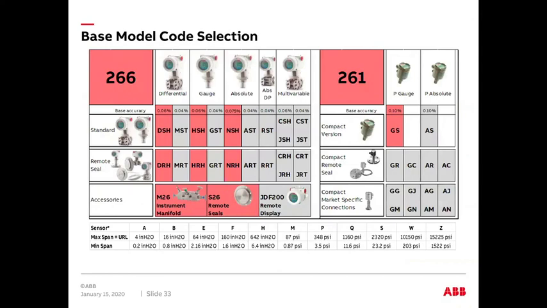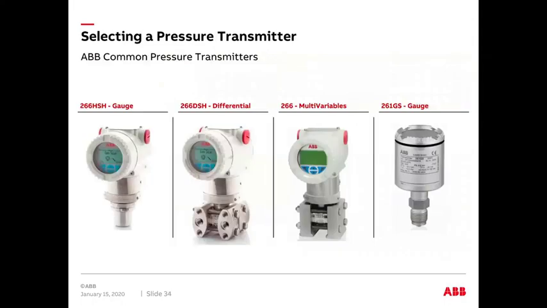ABB has a couple of different product lines. Two of the primary ones are listed here, but there's additional ones such as the pneumatic sensors also. So there's a lot of choices, a lot of different model numbers, and a lot of different pressure ranges that you can use. So we have something to fit what you need. Here are the basic ones that I mentioned earlier: the gauge, the differential, the multivariable, and the stainless steel.